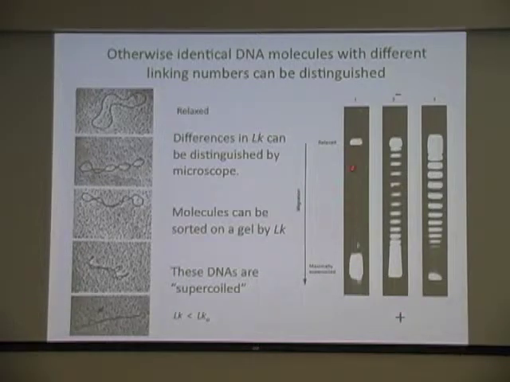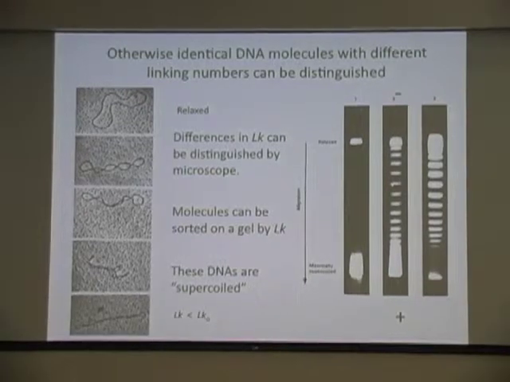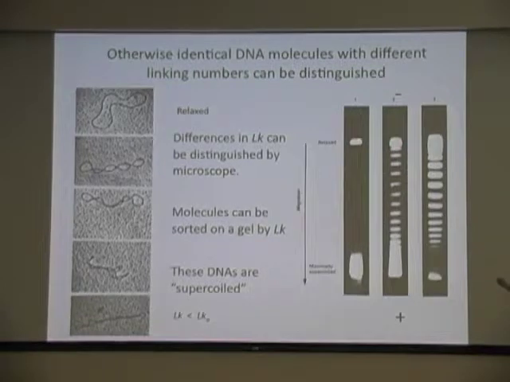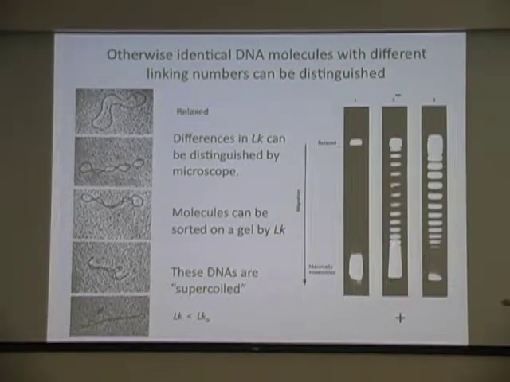So what this is, is a gel. It's like jello. It's a slab of gel. It's not made of gelatin. It's made of something else. But you put the DNA, your sample, in on top, and then you just run an electric field, and it runs down the electric field. These are all molecules that are identical. They only differ in linking number. They have the same base sequence, the same everything, just the same length. They just differ in linking number. And if you get your gel conditions right, you can sort them out by linking number.